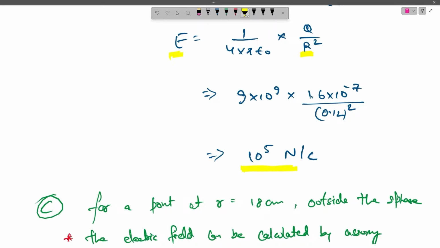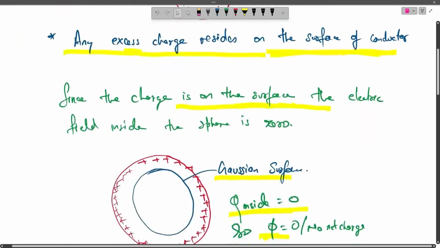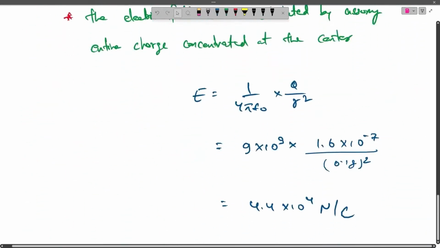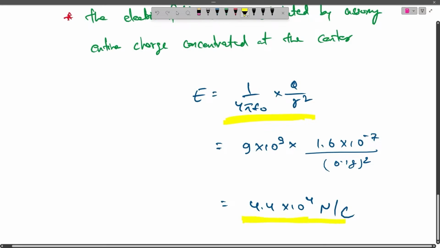Now the third question said, what is the electric field at a point 18 centimeter from the center of the sphere. In this case, we can assume that the entire charge is concentrated at the center, and thus we can take the Gaussian surface to be a sphere of radius 18 centimeter, and like previously, we can calculate the electric field using this formula, and we will come to the conclusion that the electric field is 4.4 into 10 to the power 4 Newton per Coulomb.